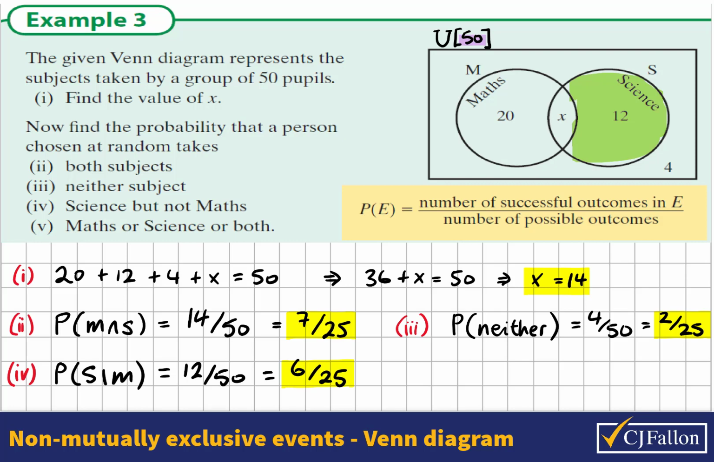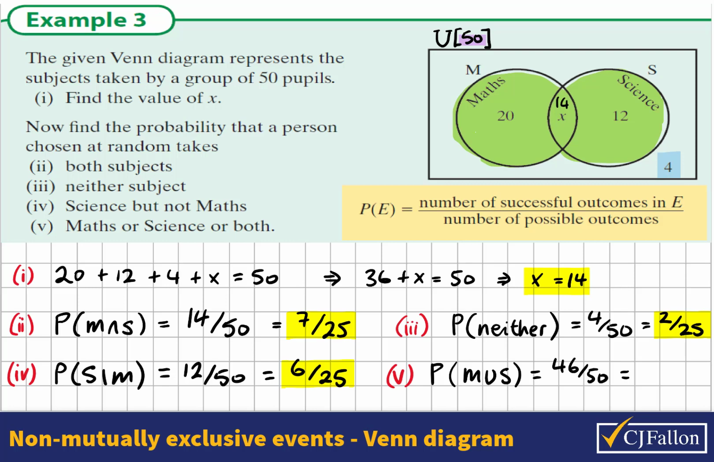And lastly, we're asked, what's the probability that someone selected at random studies maths or science or both? So this will be maths union science, the union of the two circles here, the two groups. And to get this, there's 2 approaches. One, you could add the 20 to the x to the 12, because it means everything inside the circles, where x is 14. When we add this, we do get 46.